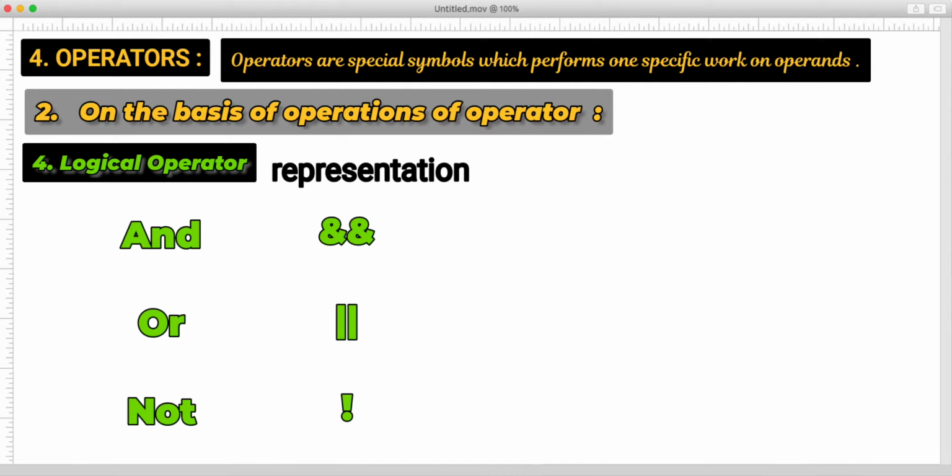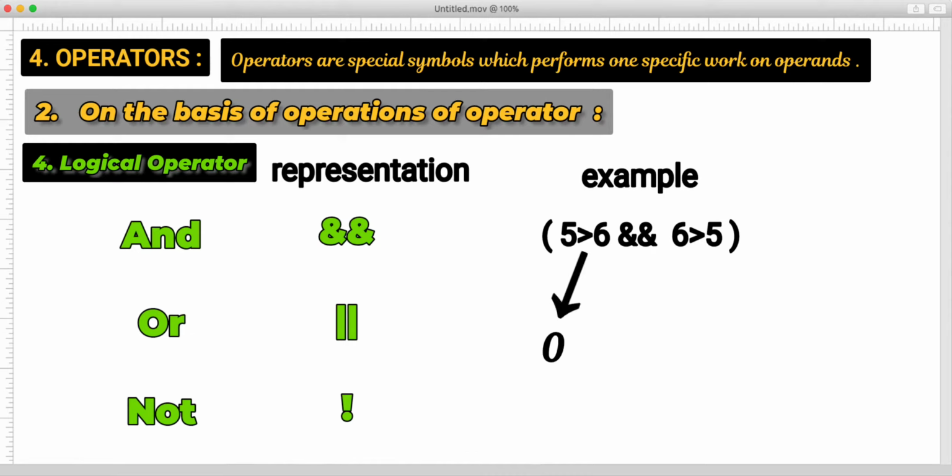Now where to use them? Let us understand this with an example. Suppose we write a conditional expression, that is 5 greater than 6, two ampersands, 6 greater than 5. So here we have used two conditions, that is 5 greater than 6 and 6 greater than 5. Now 5 greater than 6 is a false condition, so the compiler will return 0, and here we have used two ampersands, that means AND. Now the second condition, 6 greater than 5, is true, so the compiler will return 1 here. So actually what is written here is 0 and 1.